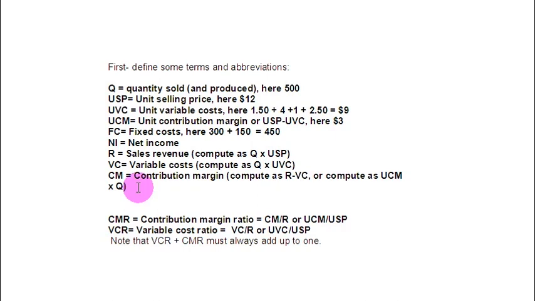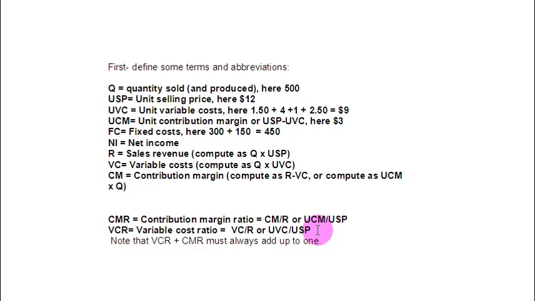There's a couple of ratios that will come in handy as well. Contribution margin ratio is CMR. Contribution margin ratio is simply the contribution margin divided by revenue. Okay, so if you're looking at an income statement, it's the contribution margin divided by sales revenue. You can also compute the contribution margin ratio on a per unit basis. It would be the unit contribution margin divided by the unit selling price. And you should get the same answer with either style of computation.